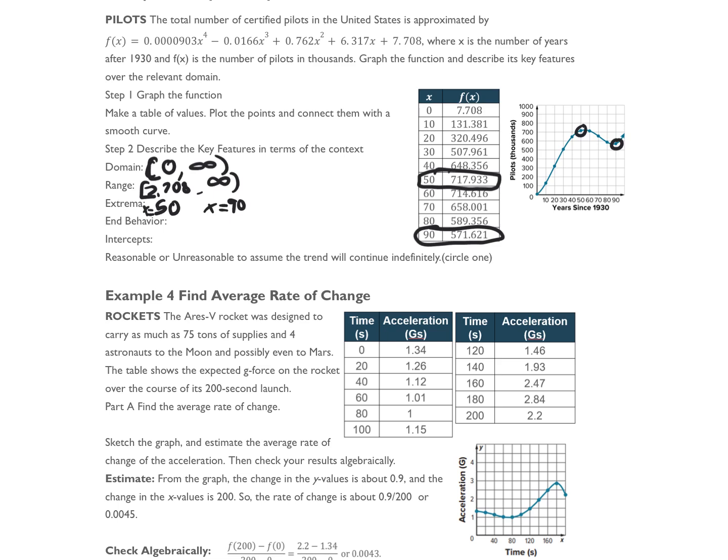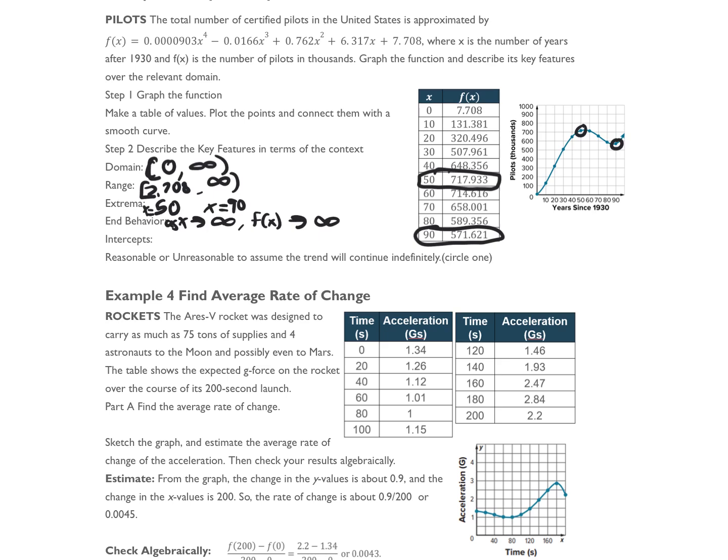The end behavior of this graph is as x approaches infinity, f of x approaches infinity as well. So as x goes to the right, f of x is going to be going up. Technically, we could talk about the end behavior on the left side. As x approaches 0, f of x approaches 7.708. But we really don't need to worry about the left side of the graph here.